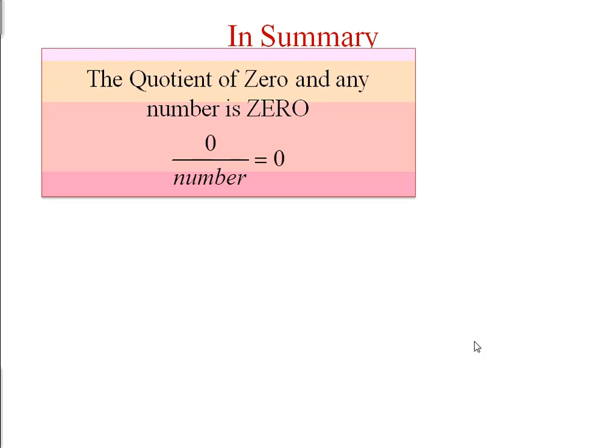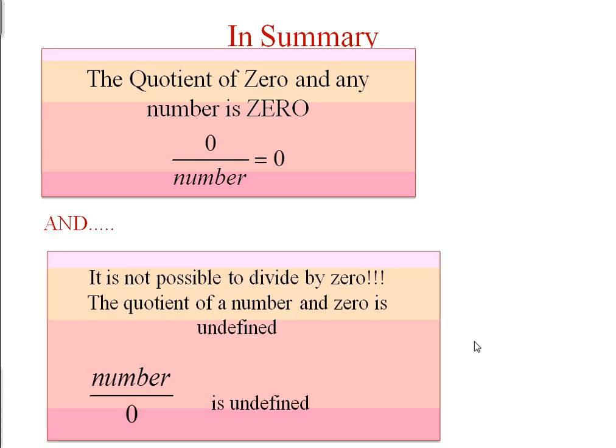The other two rules are that the quotient of 0 and any number is always going to be equal to 0. So 0 divided by a number is always equal to 0, whereas the quotient of a number and 0 is undefined.